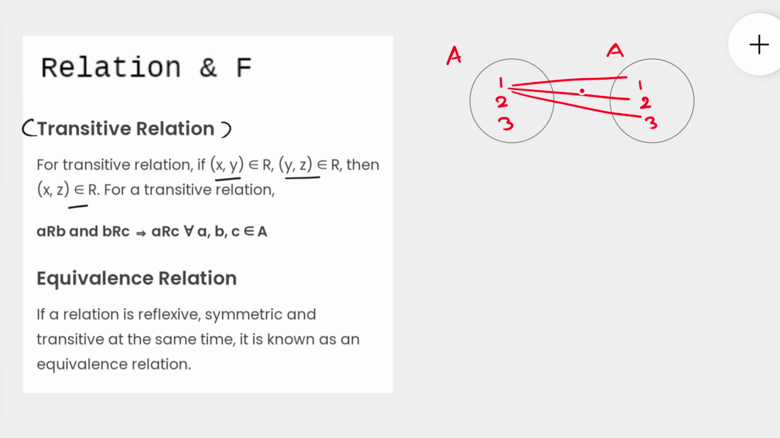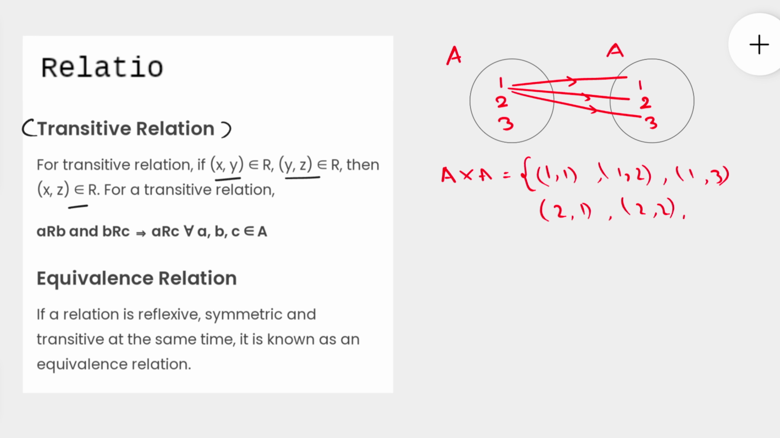I'm directly going to write the ordered pairs, and the number of ordered pairs that you're going to receive will be 9. So here in this particular Cartesian product, we'll have the ordered pairs like 1, 1, 1, 2, 1, 3, and similarly 2, 1, 2, 2, and 2, 3, and also the ordered pairs having the first element as 3: 3, 1, then 3, 2, and 3, 3.